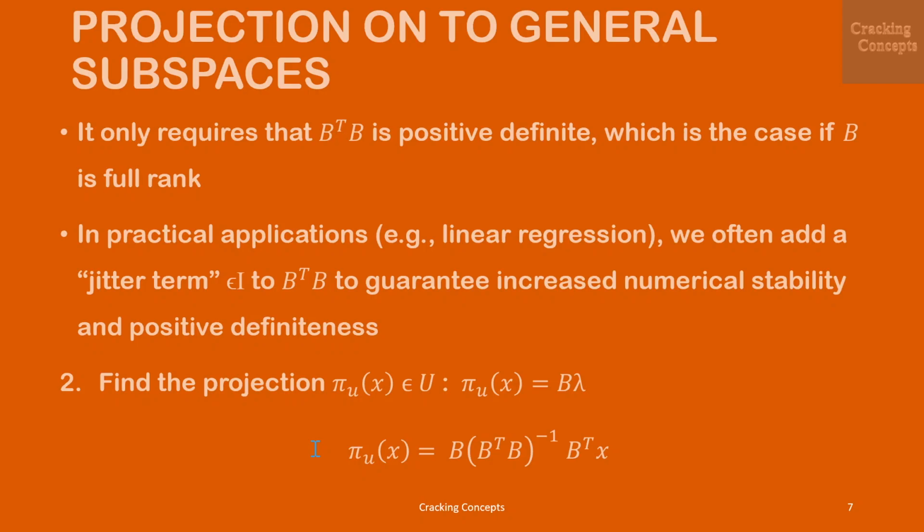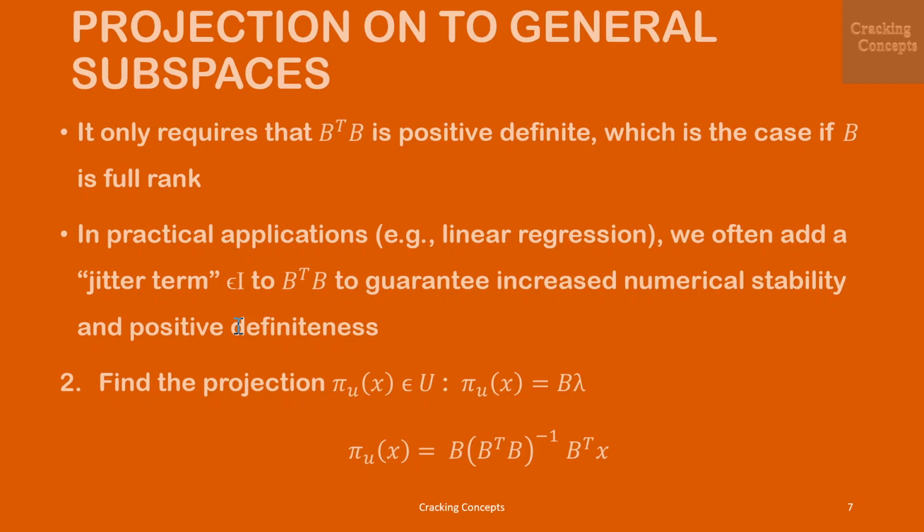In practical applications like in linear regression, we often add a jitter term, that is sigma I, to B transpose B to guarantee increased stability and positive definiteness. Now this ridge can be rigorously derived by using Bayesian inference.